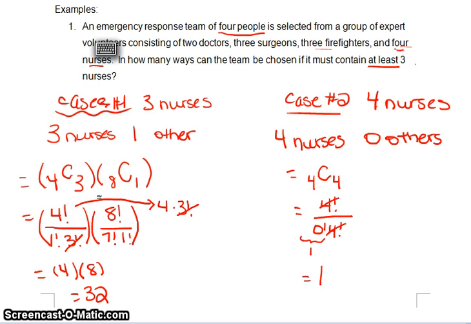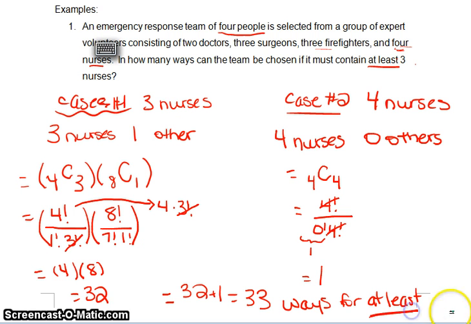Alright, and now we need to combine these 2 cases. Just as we did earlier, we're going to add the 2 cases together. So we have 32 plus 1. That means that there are 33 ways to choose at least 3 nurses. Alright, if you're good, let's move on to the next example.